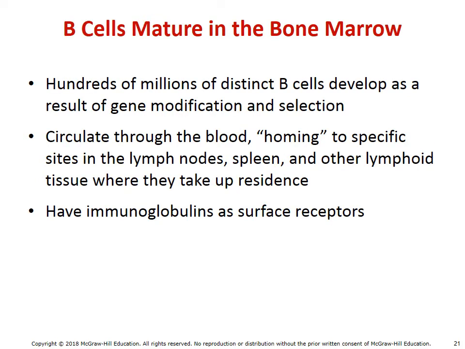B cells will mature in the bone marrow, but once they mature, they will typically head to a specific site, usually in things like the lymph node, spleen, or other lymph tissues, and then they'll just hang out. Because again, they don't have to go fight. Instead, they produce products, antibodies, that they'll use to go fight infection.